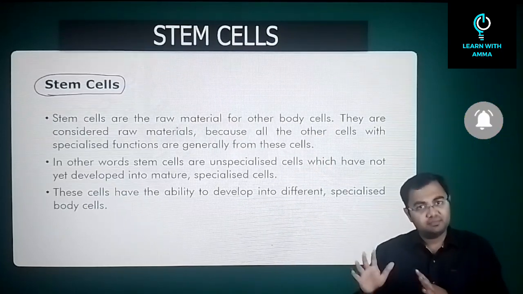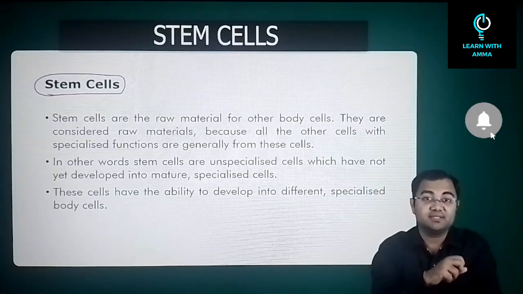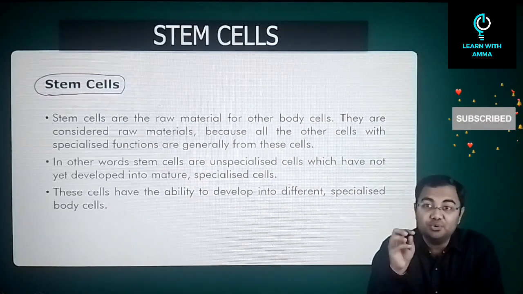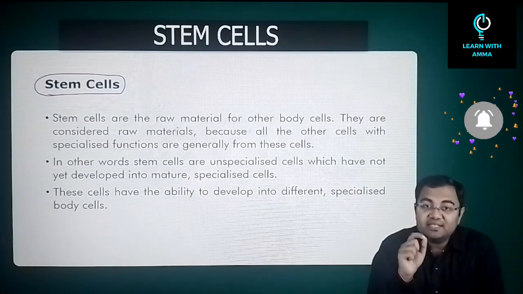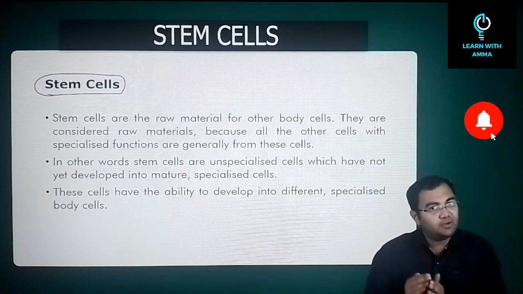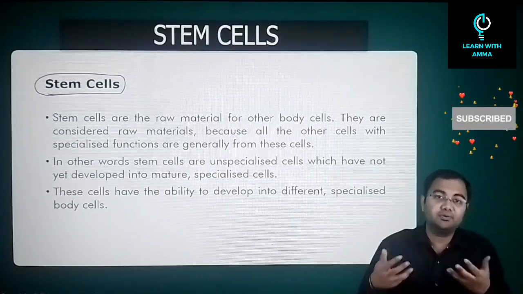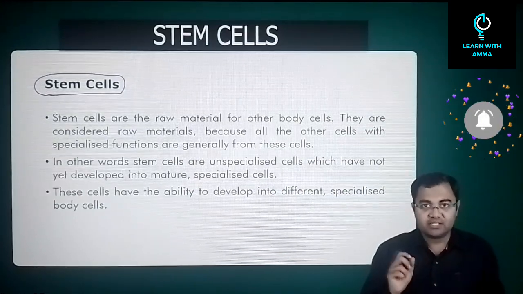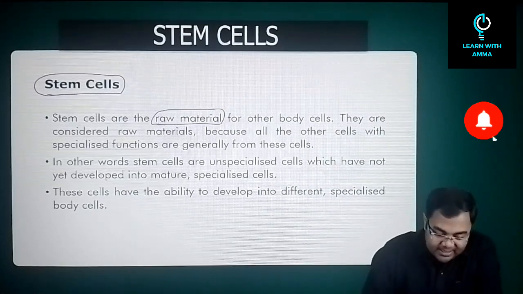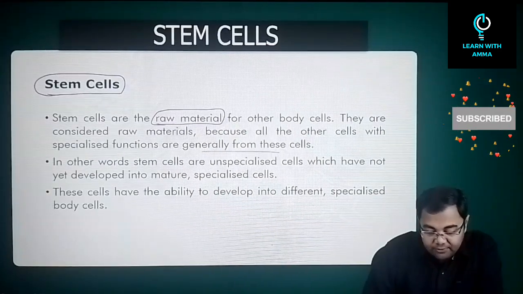Now, okay, fine, stem cells are raw material for any cell, but why so much fuss about stem cells? Why do we keep talking about stem cells? Why do you see so many articles about uses of stem cells? The reason is the properties that we see for the stem cells. So first of all, we are saying that stem cells are nothing but raw material for any given cell. So every cell starts from a stem cell and then they develop into something, correct? So this is what stem cells are. Raw material for other body cells. They are considered raw materials because all the other cells with specialized functions are generally from these cells.